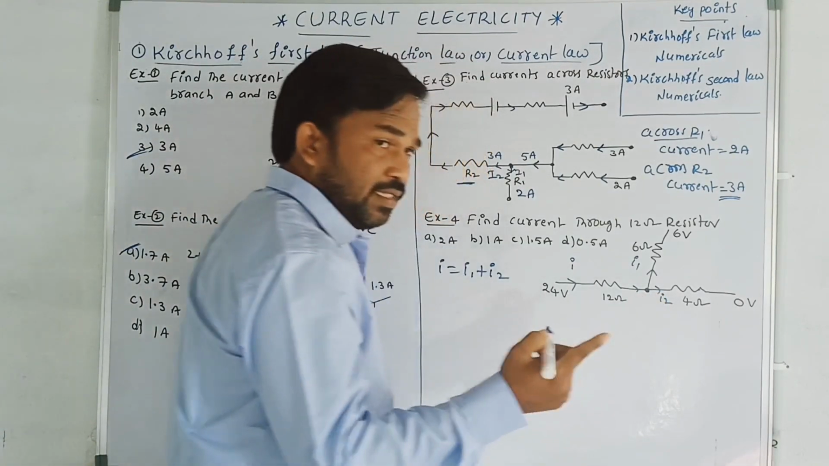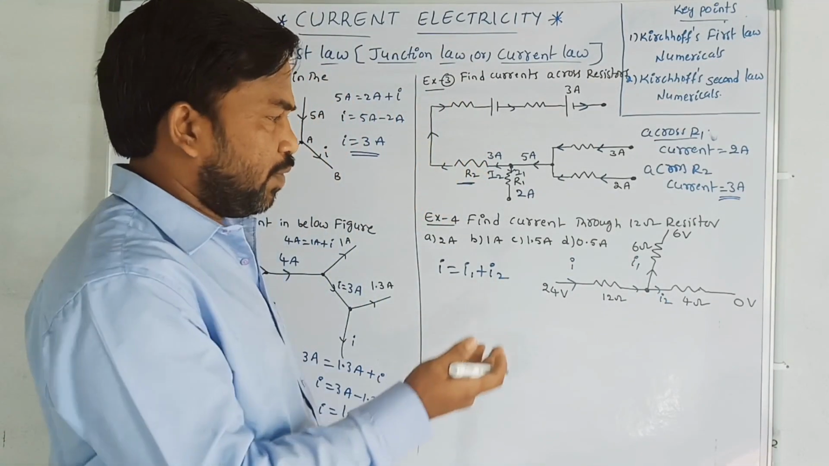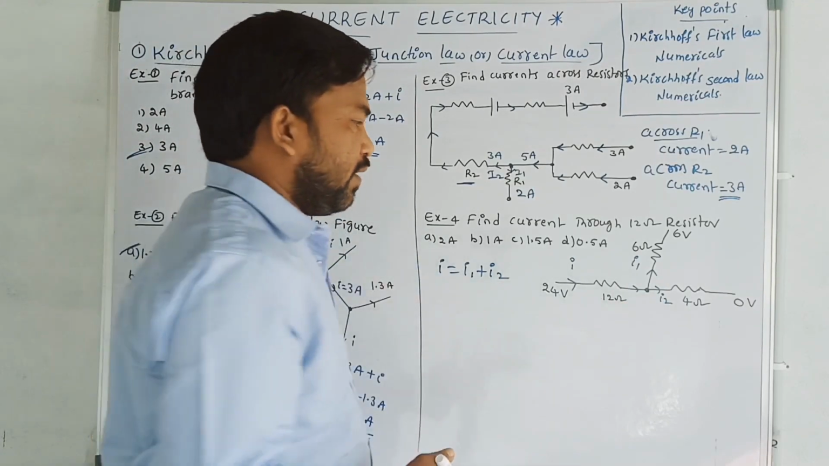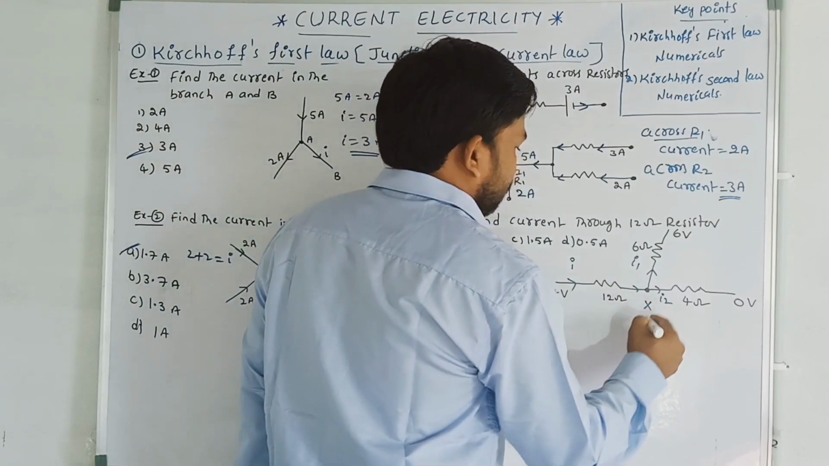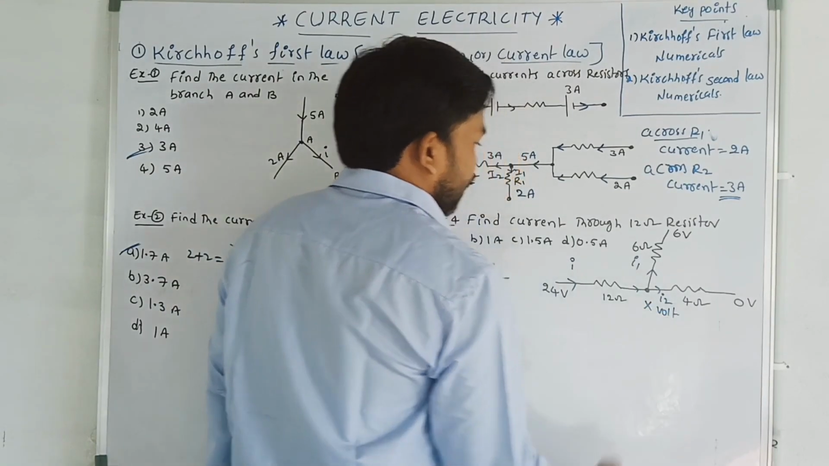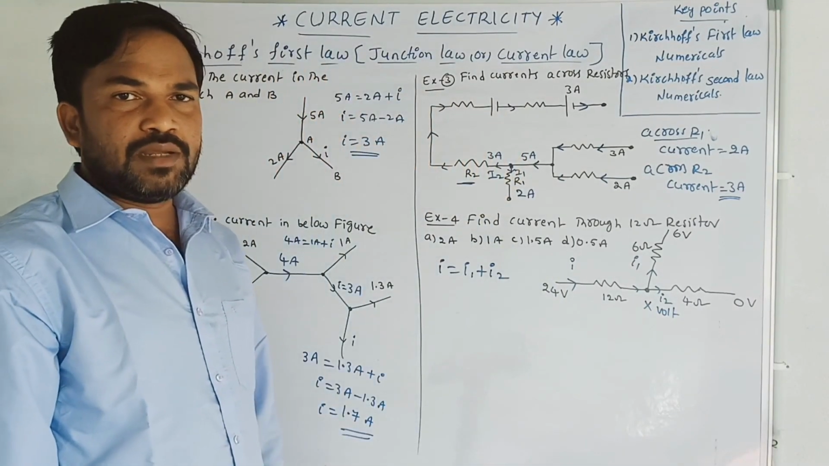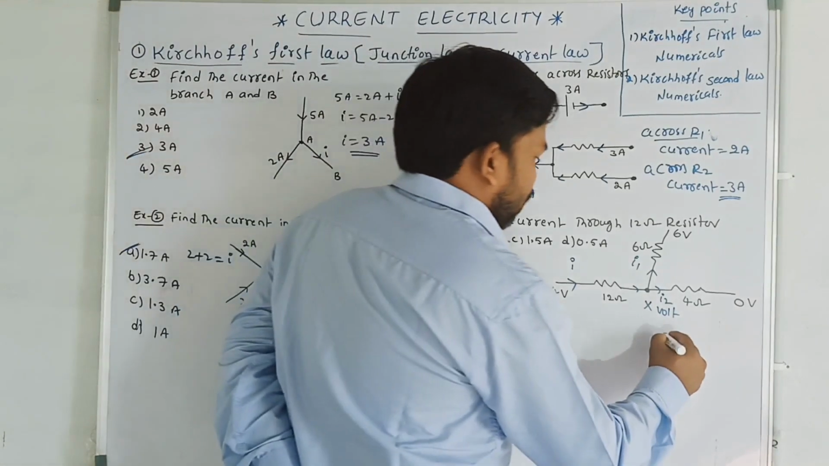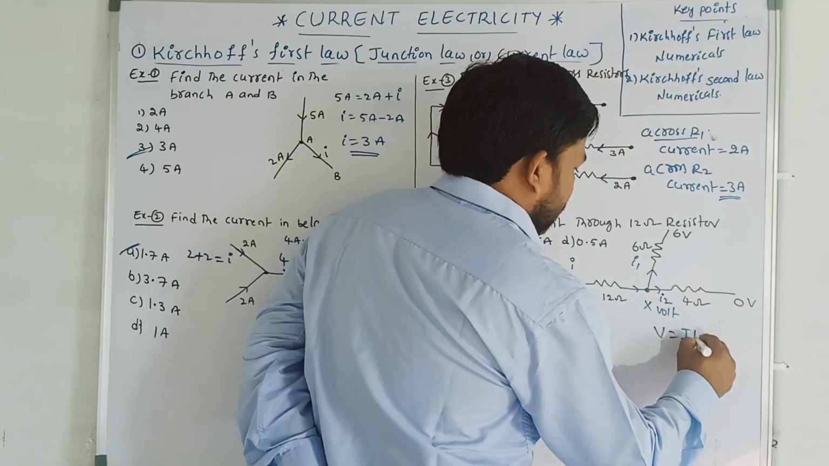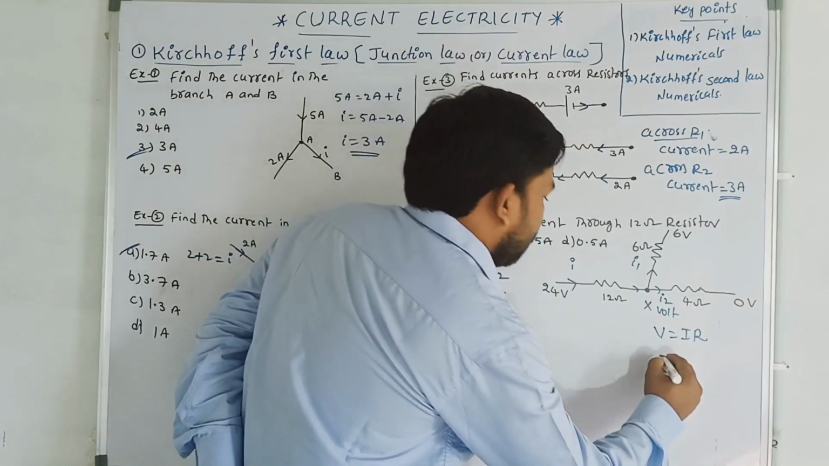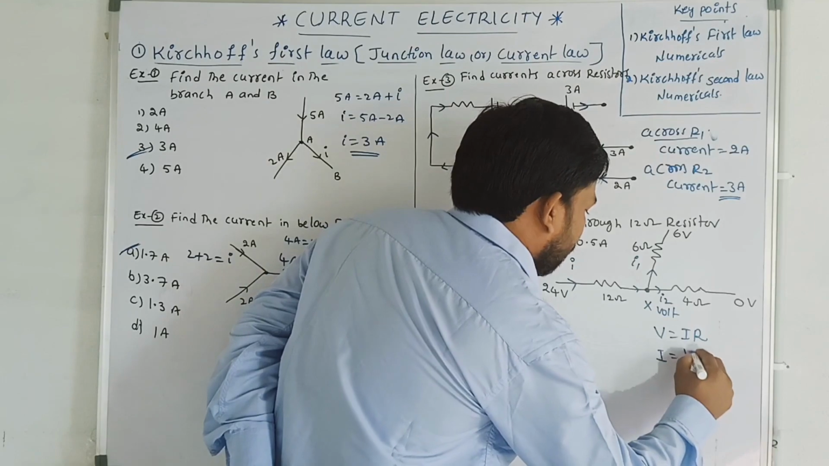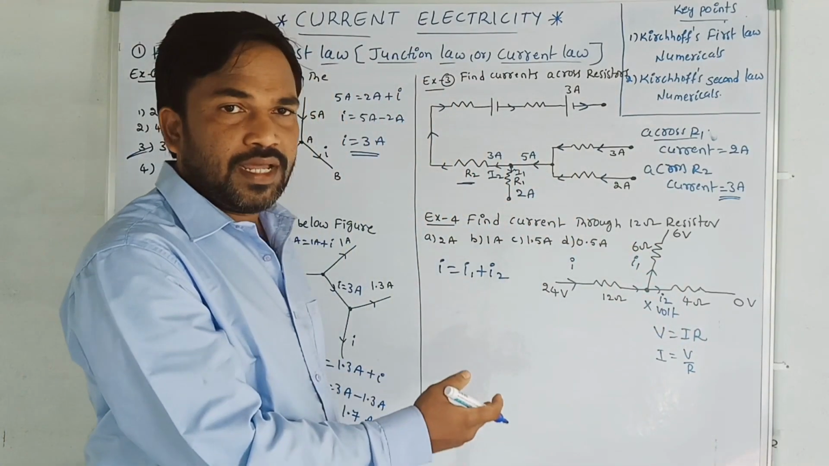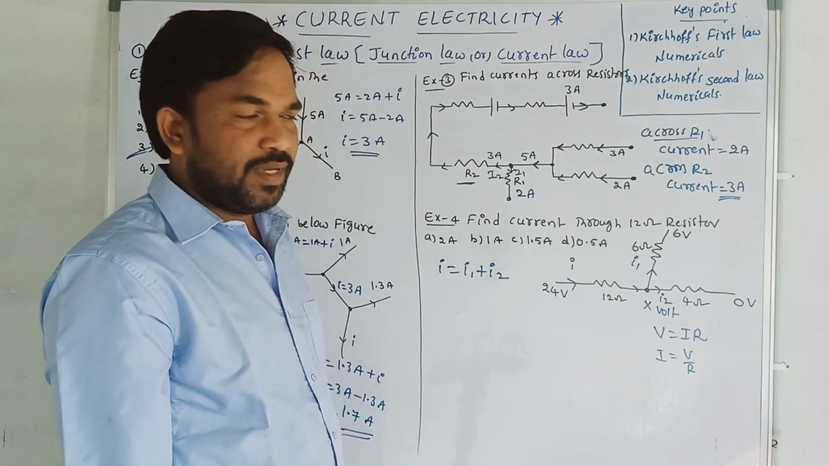Now, this is a junction. At the junction, what is the potential? We don't know. Is any potential given at that junction? Not given. So I am taking that potential as x volt. According to Ohm's law, V is equal to IR, then I is equal to V by R. You have to remember this formula: V is equal to IR and I is equal to V by R.